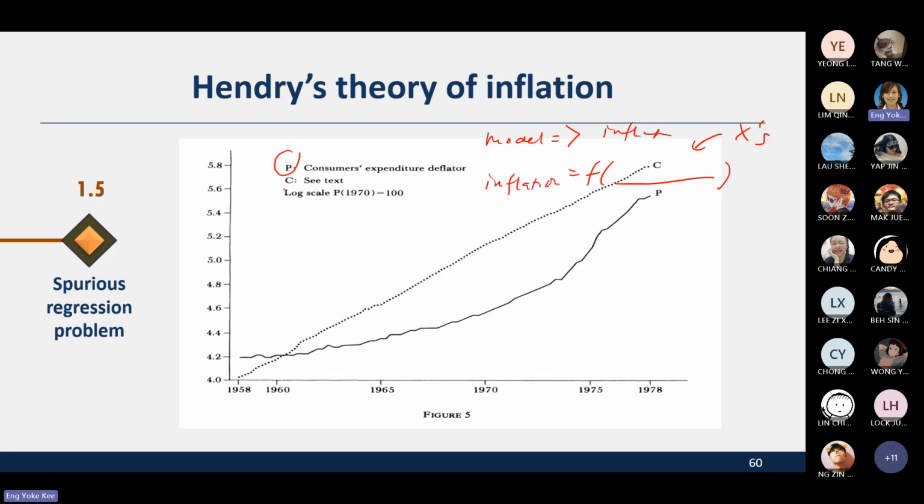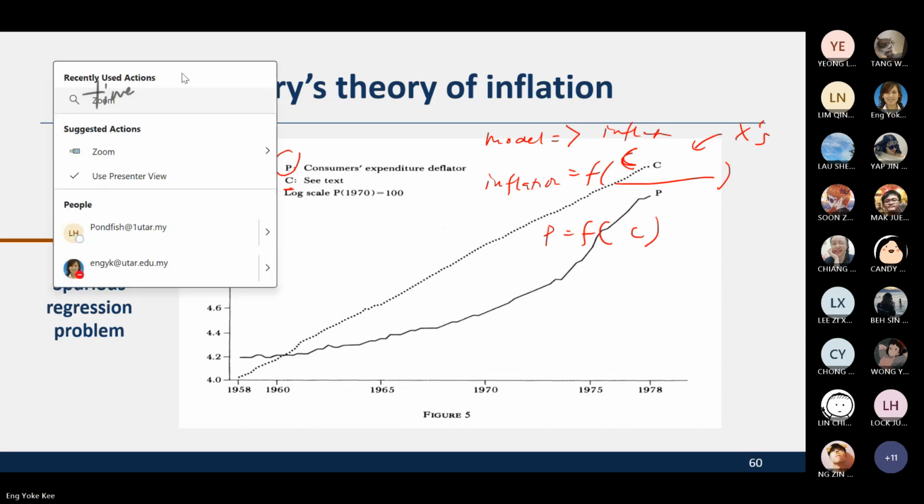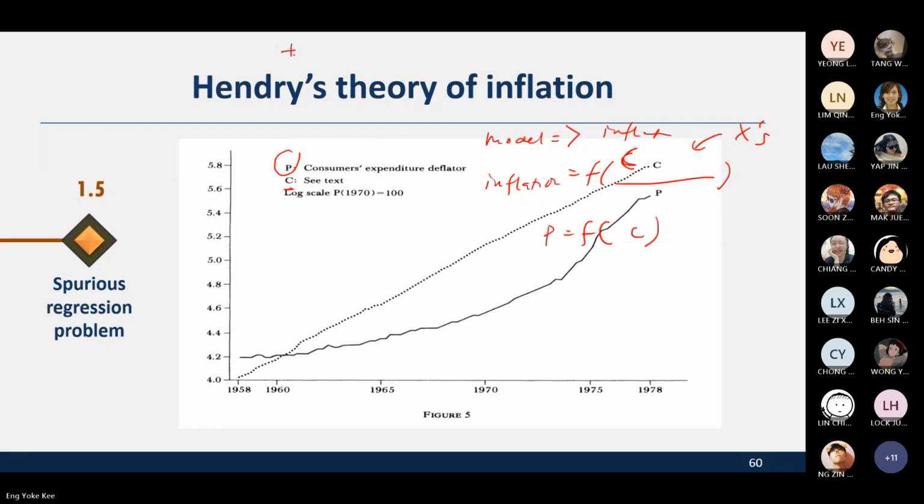And then he looked at a variable C. So he believed that inflation is determined by a C factor. Later on, we will see what this C is. So you have your model already. This is the model. Then you look at the time plot. This is what I call a time plot. Time plot means what? Data versus time.